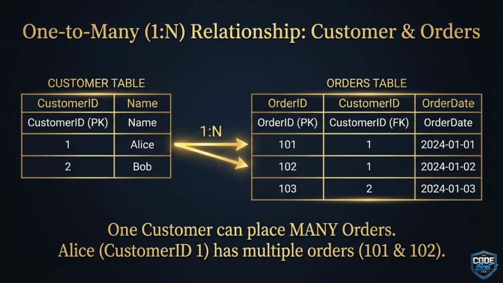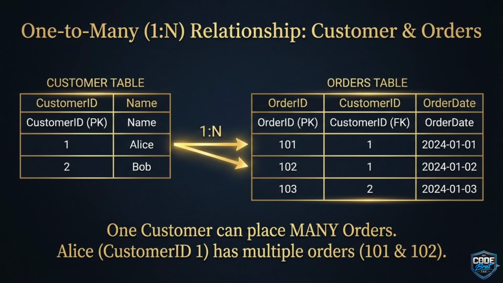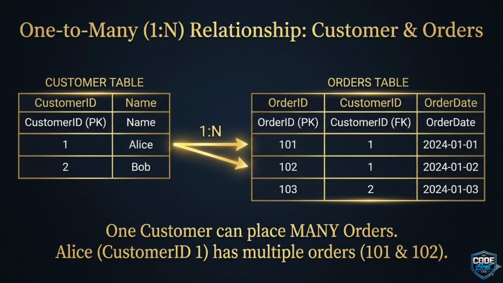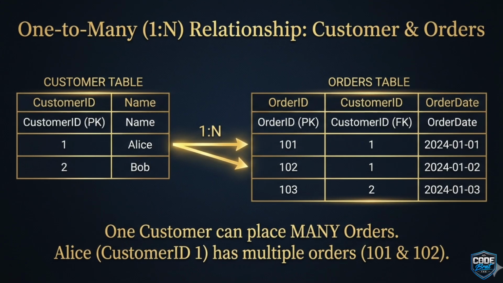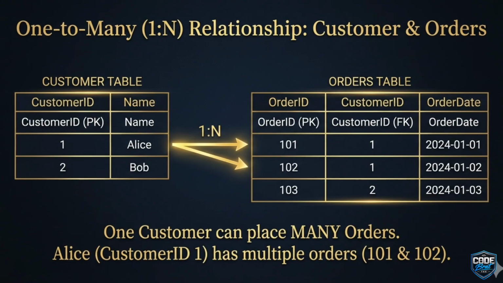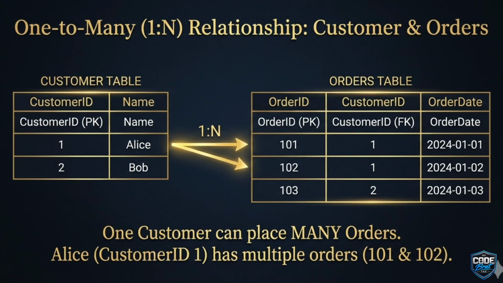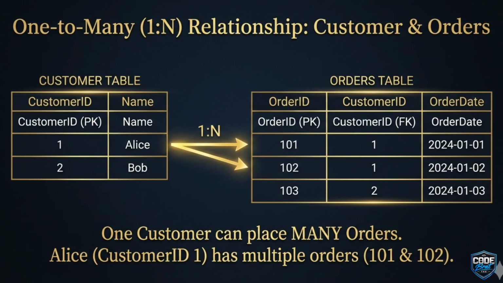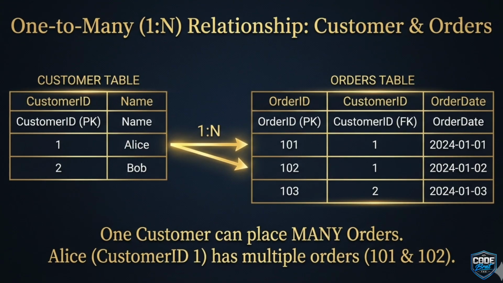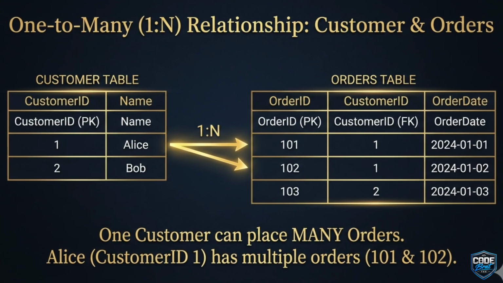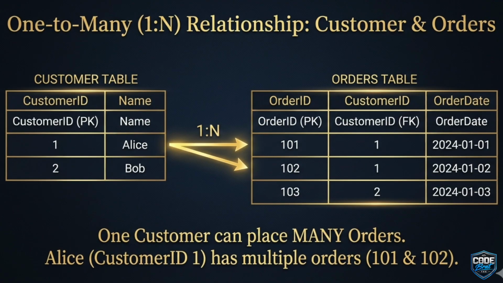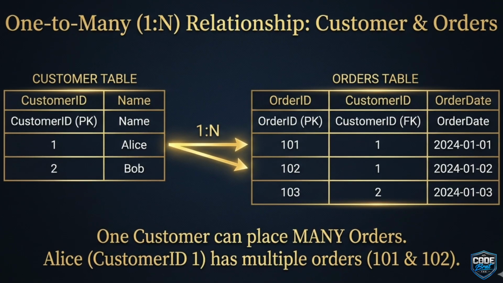An order table has three columns: order ID, customer ID, and order date. In this scenario, one customer can place many orders. So there are multiple order IDs for the same customer, as you can see in this example. For customer ID 1, there are two orders, that is 101 and 102.